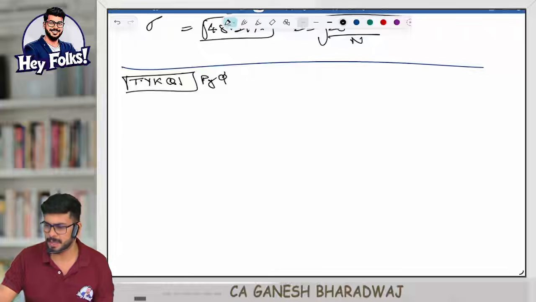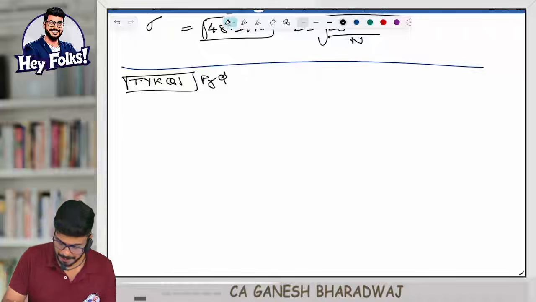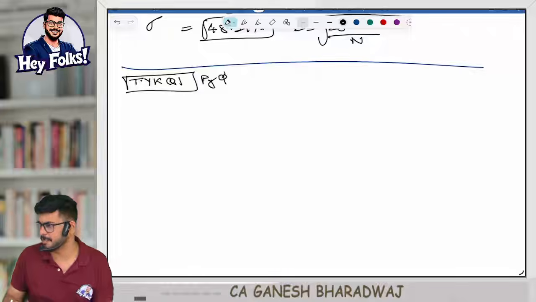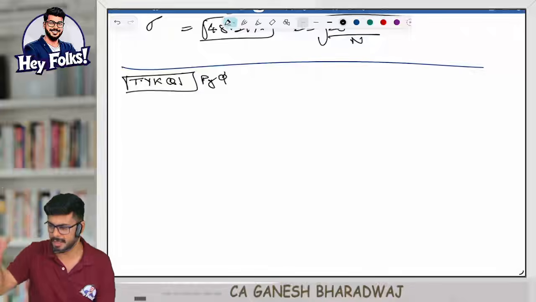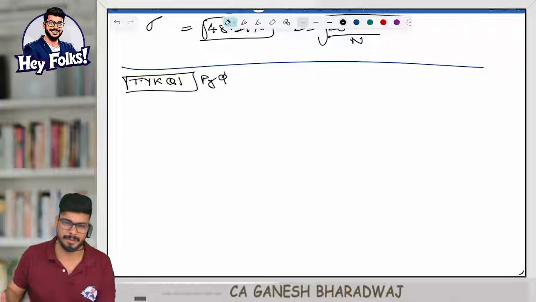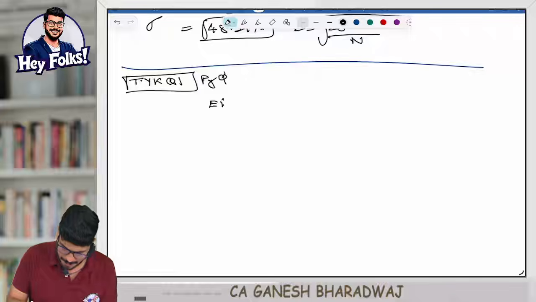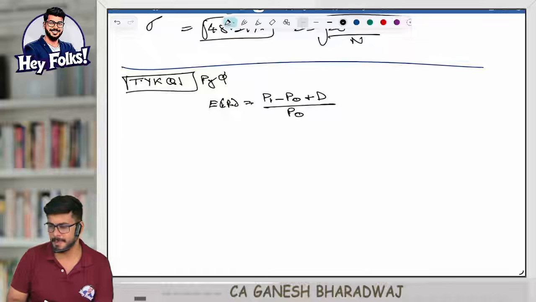Okay. So first, tell me, what is the formula to calculate the return? For each of the 5 or 6 different outcomes they have given, we need to calculate the expected return. So what is the formula for that? Return is equal to P1 minus P0 plus D, whole divided by P0. Am I right, guys? Is everyone able to understand? Any issues here?